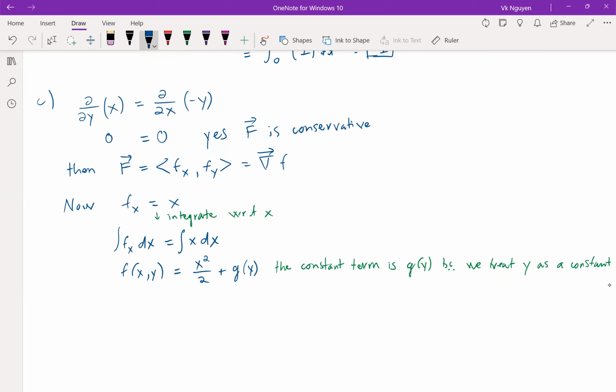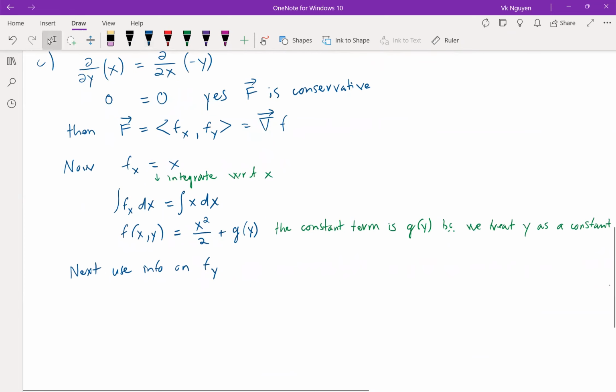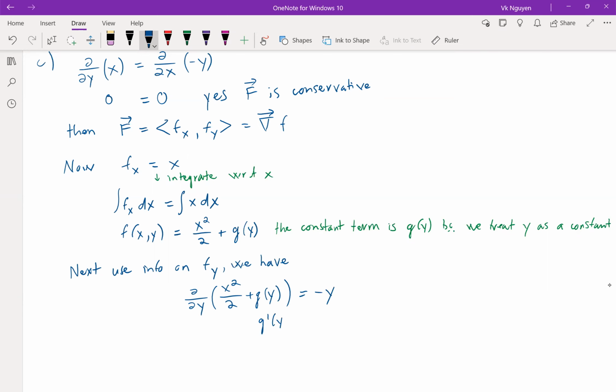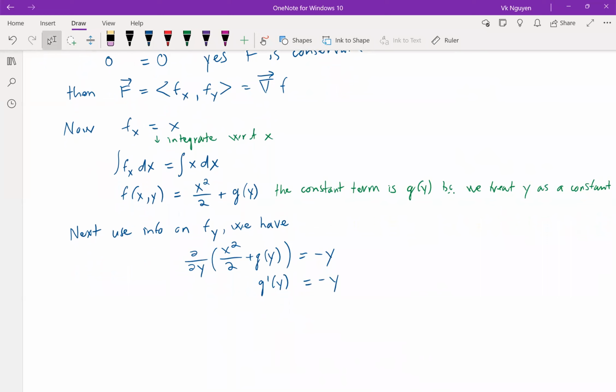We have this, right? We're going to use the information on f_y. Well, f_y is the partial derivative with respect to y, plus g prime of y, equal to negative y, and then you just got to integrate both sides with respect to y.